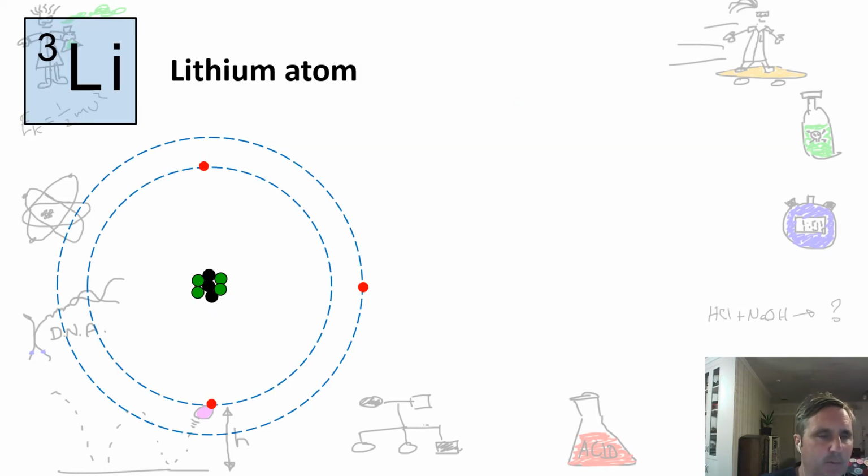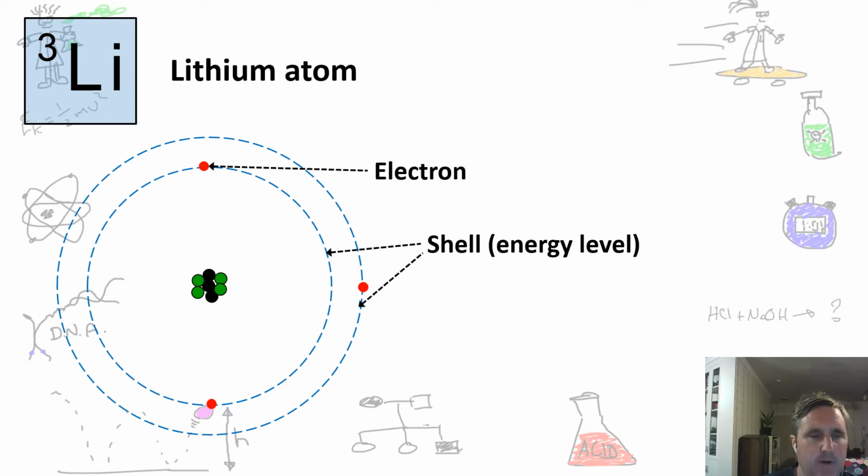So here's an example of a diagram of an atom. This is the lithium atom, atomic number 3. So it has 3 protons, these black circles in the middle, and 3 electrons. Now you can see the electrons are placed in areas called shells. They are a circular path away from the nucleus, and we start with an innermost shell and then we go to the next shell.